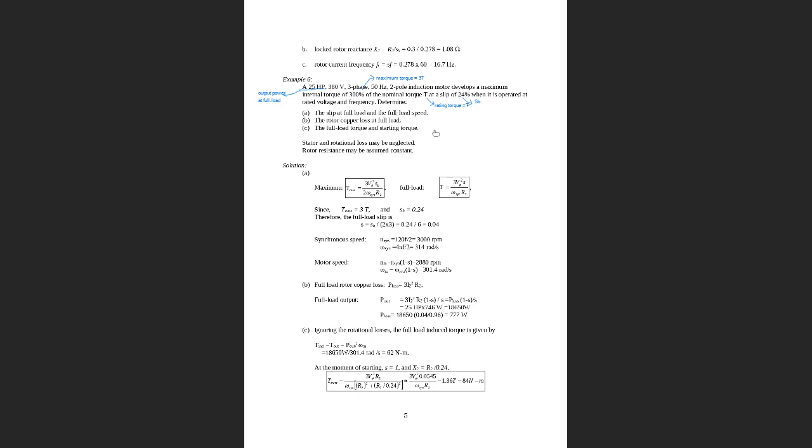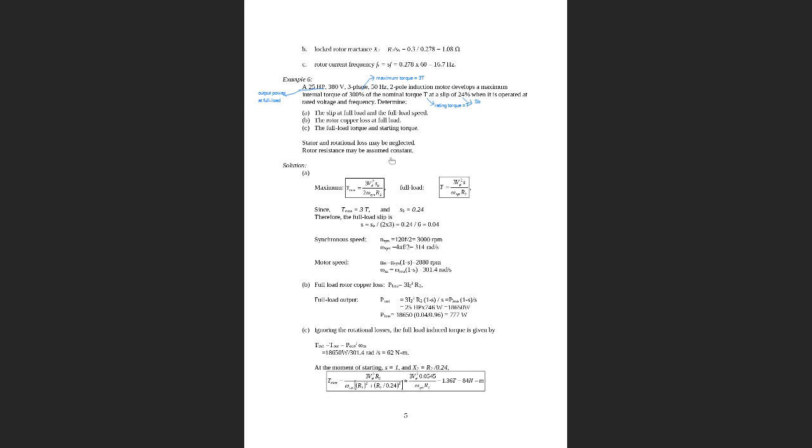The slip at full load. Because we do not know the full load slip, the question does not tell us that information. And B, the rotor copper loss at full load. And C, the full load torque and starting torque. So how much is the torque? Nothing is given there. However, based on what we learned above, we can estimate A, B, and C from the information given here.